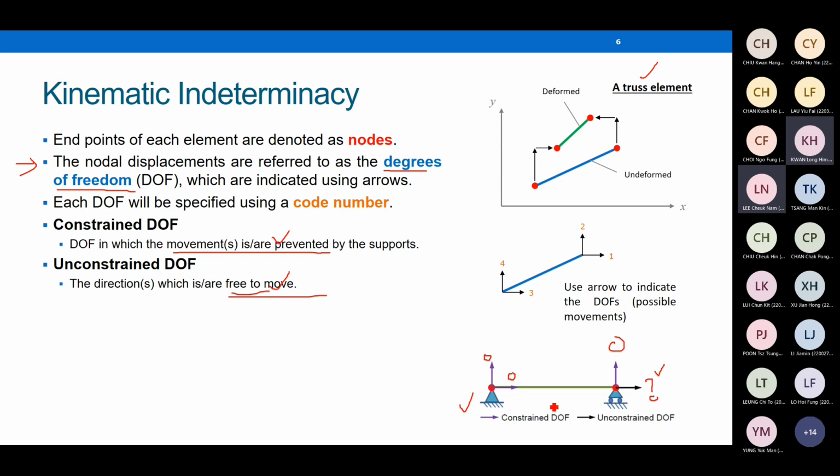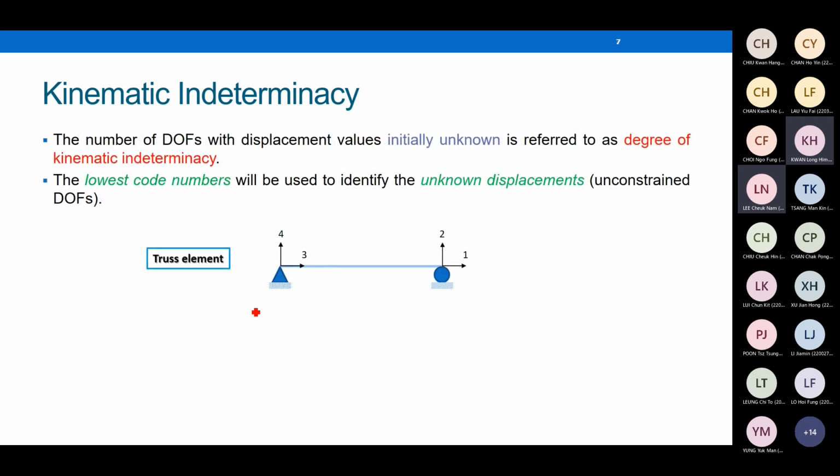This is the terminology you have to know. Degrees of freedom, code number, and then we have two terms, constrained and unconstrained degrees of freedom. They mean some displacements are 0, some are free to move. There is also one term called degree of kinematic indeterminacy. Degree of kinematic indeterminacy simply means the number of unknown displacements, the unknowns that we have to solve mathematically.